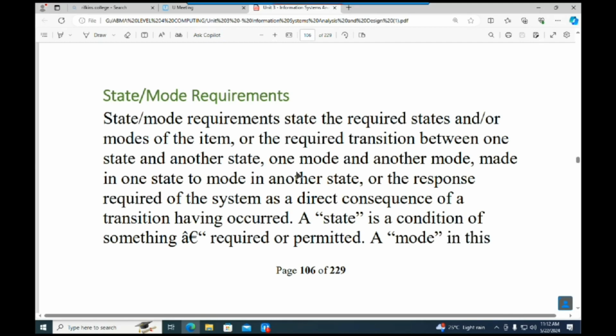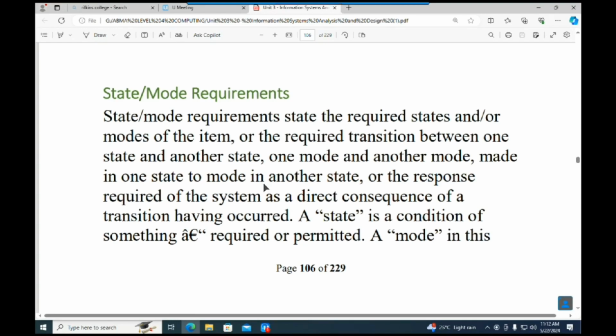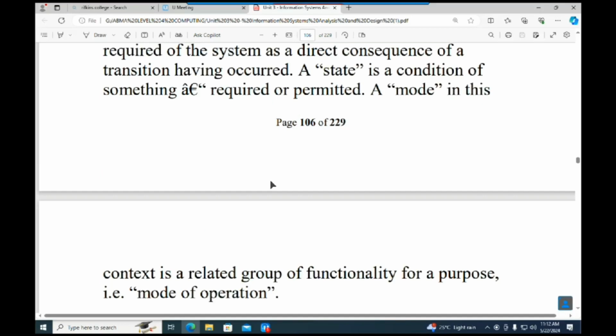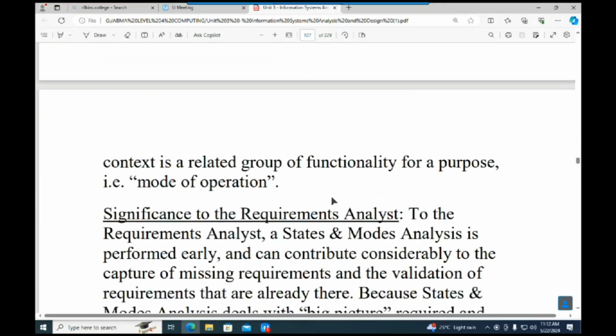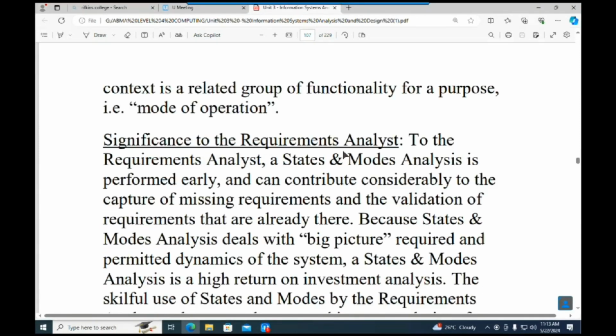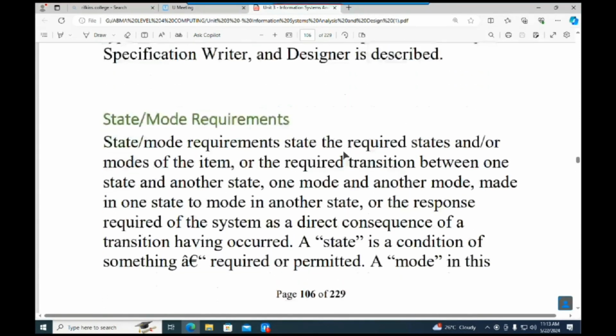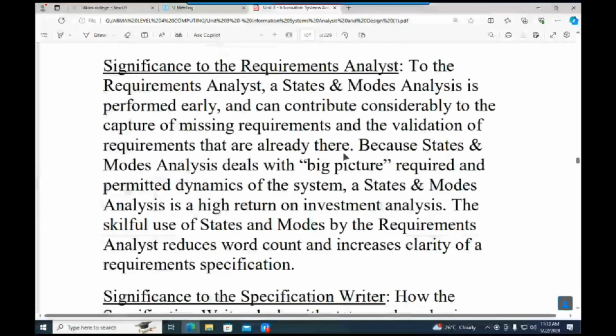Now we may be asking ourselves, what is a state? Basically, I define a state as a condition of something that is required or permitted. A mode, if we look at it in this context, is related to a group of functionality for a particular purpose. For example, the mode of operation. Now, what is the significance of the state or the mode requirements to the requirements analyst?